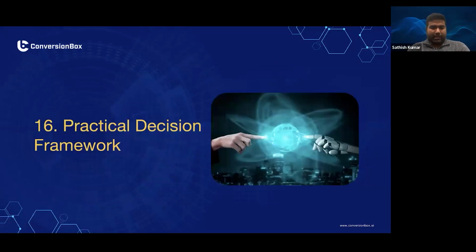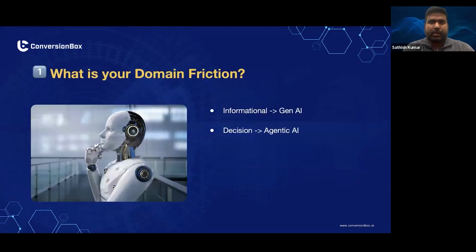So the practical decision framework, if somebody is looking at these products or trying to implement AI on the site. Think about what is your domain friction. Are you having too many products, too much knowledge about the products, and it is very difficult for the users to go through all these catalogs and manuals? If that is one of the major pain points, go for Gen AI implementations.